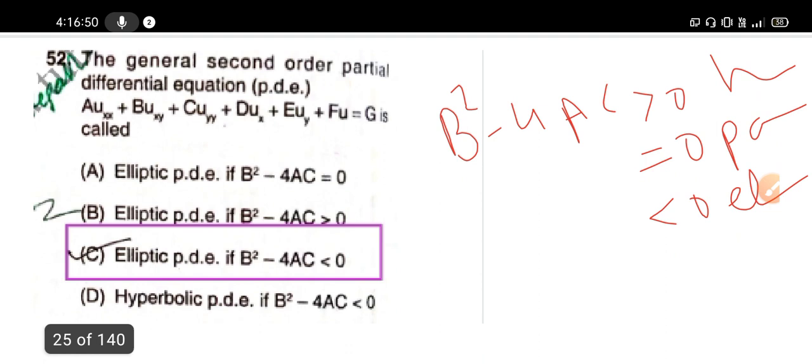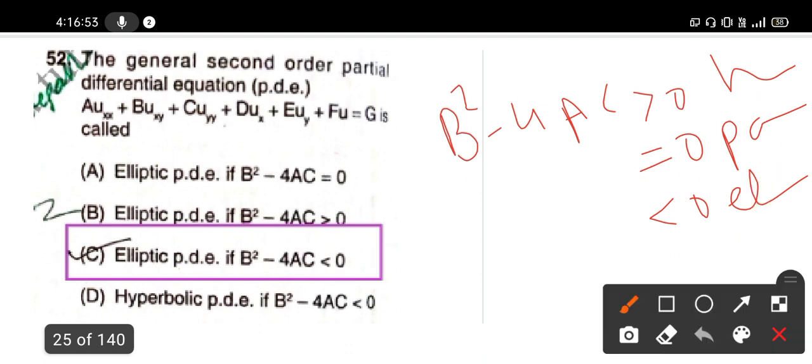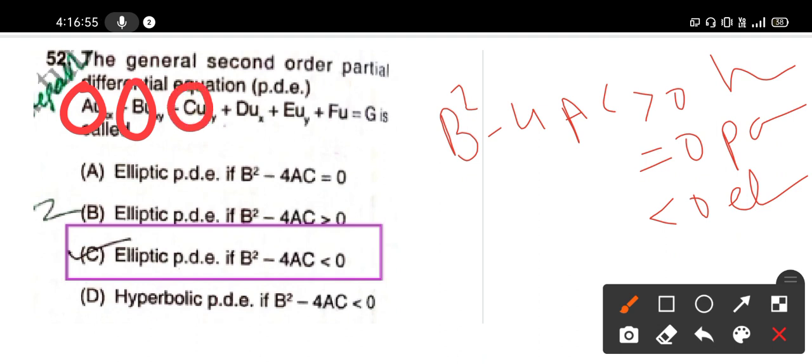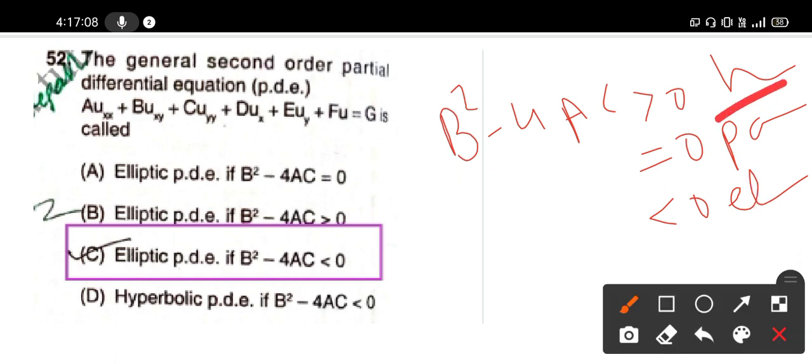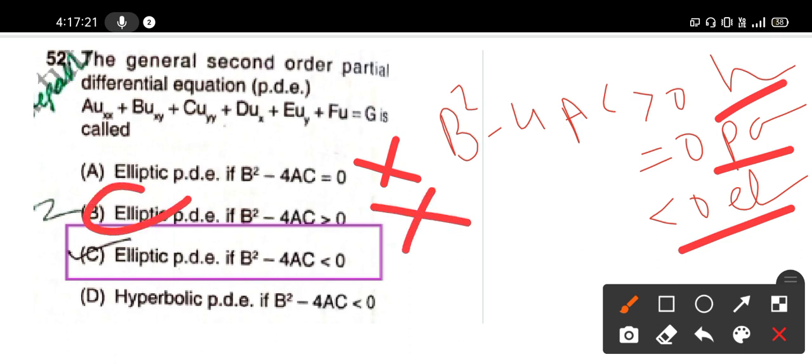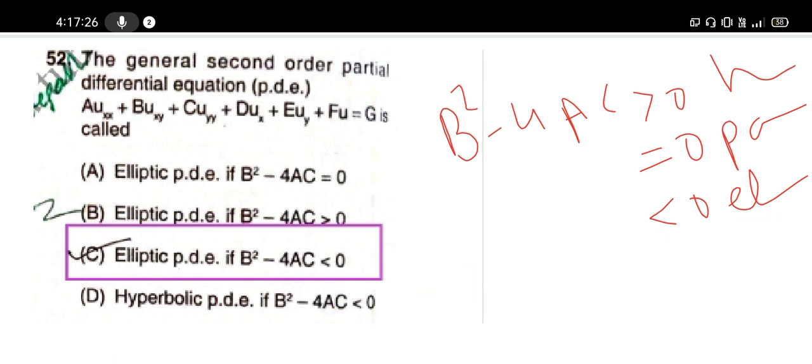The general second order PDE, here given A, B, C, that is R, S, T. R is A, S is B, and T is C, that is B square minus 4AC: greater than 0, hyperbolic; equal to 0, parabolic; less than 0, elliptic. Here elliptic with less than 0 is not true; here greater than 0 but it says elliptic, so this is also not true. Hyperbolic is given with less than, this is also not true. Option C is correct, elliptic and less than 0.